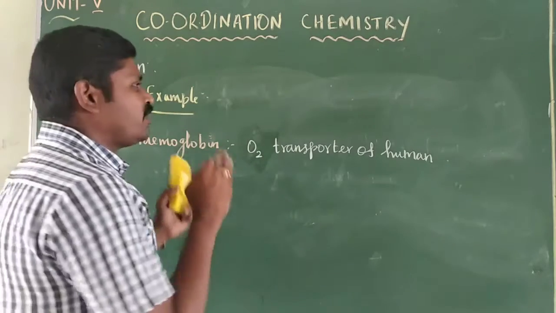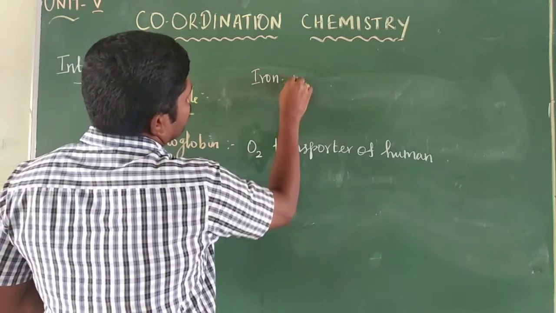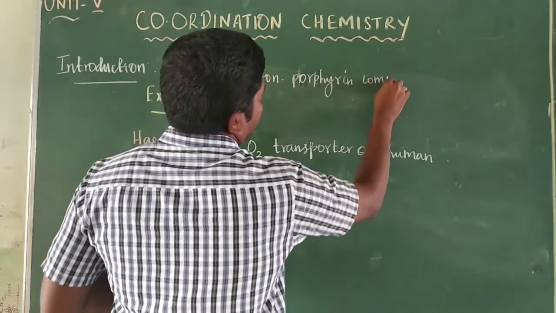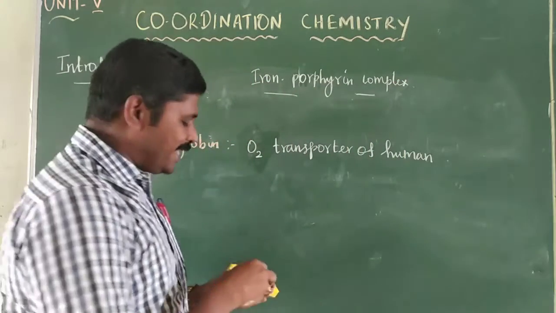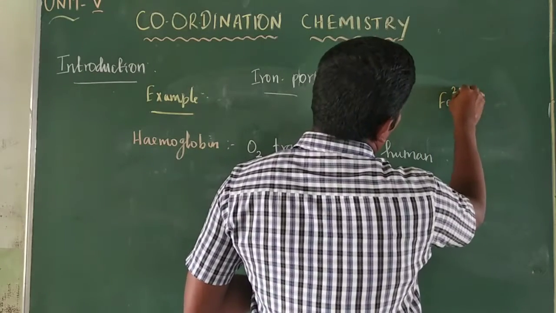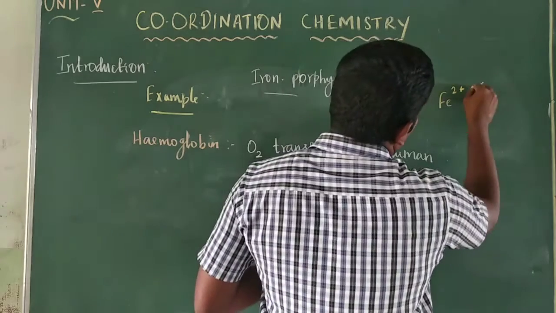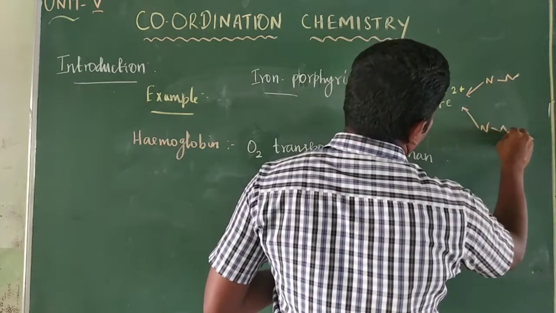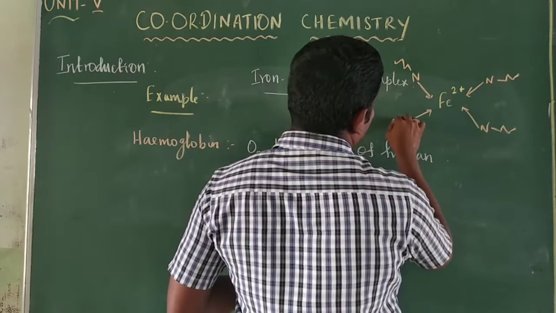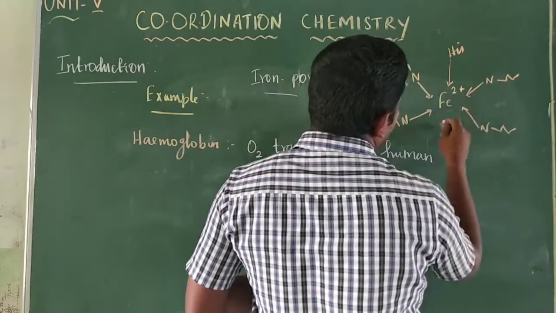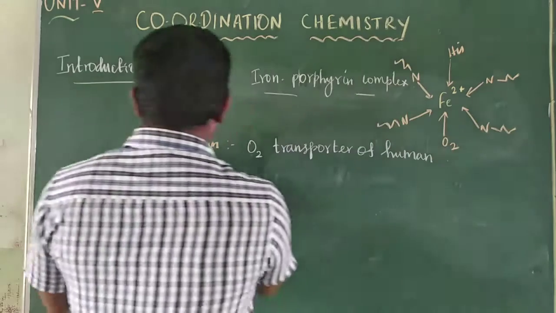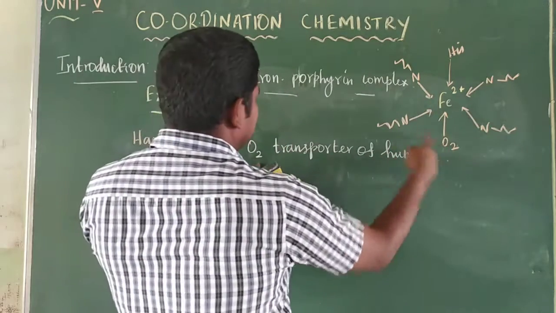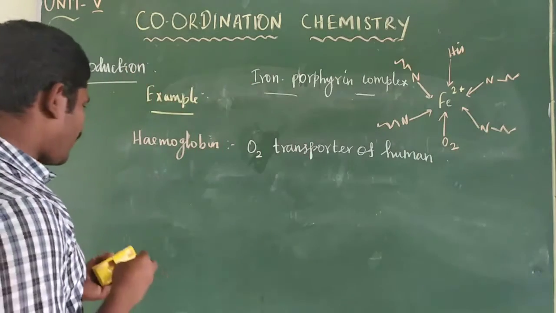So hemoglobin is an iron porphyrin complex. The central metal ion is Fe2+, with histidine in the fifth position and oxygen in the sixth position. So hemoglobin is an iron porphyrin ring structure, the oxygen transporter of humans. Okay.